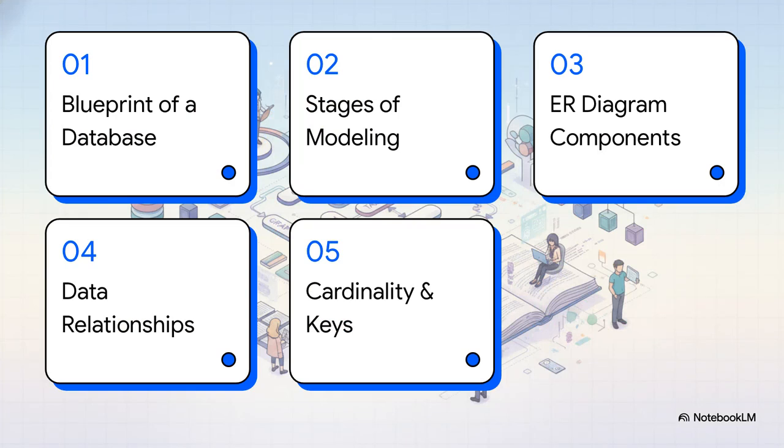It gives us a crystal clear picture so developers don't end up with missing data or faulty reports down the line. We've got a great roadmap for today's explainer. We're going to cover the blueprint of a database, then the ER diagram components, followed by data relationships, and finally, wrap things up with cardinality and primary keys.